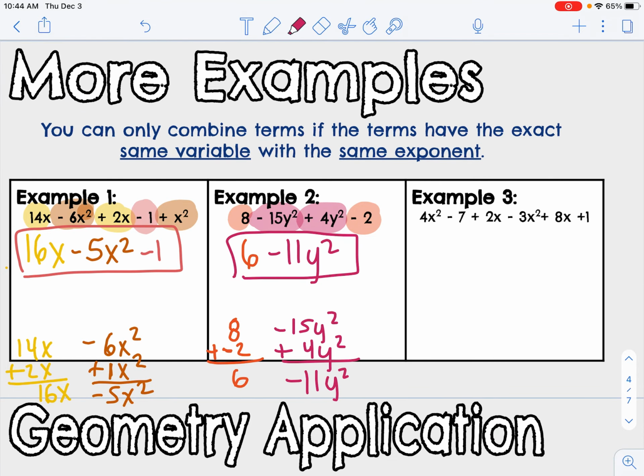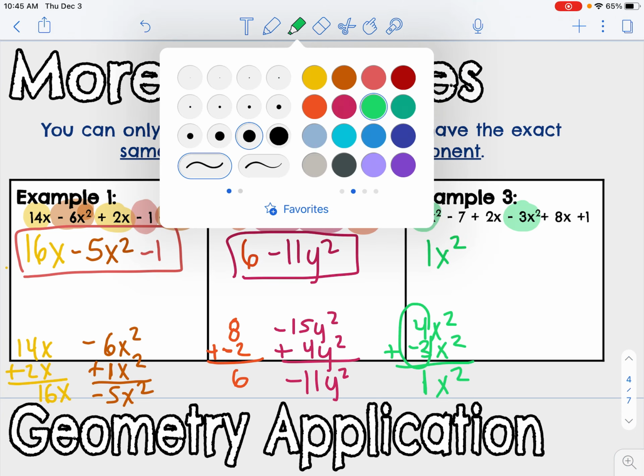Example number 3. We have 4x squared. The other part that has an x squared is this negative 3x squared. So we have 4x squared plus negative 3x squared. So we're really looking at that 4 minus 3 is 1, and we have our x squared term.